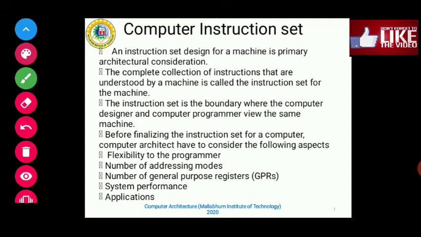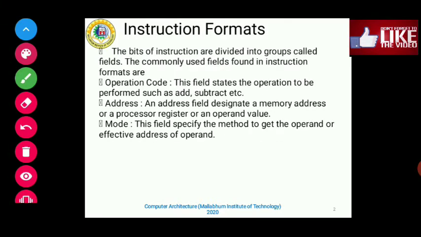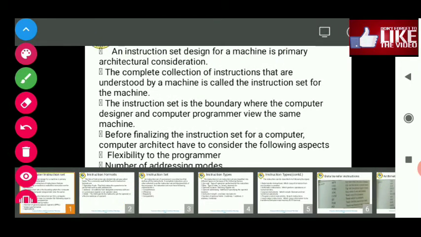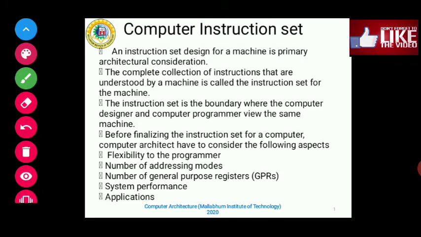Okay, now the complete collection of instructions that are understood by a machine is called the instruction set of that computer. Okay, now the instruction set is also called the ISA, that means instruction set architecture, and it is a part of a computer that pertains to programming, which is more or less the machine language. Then the program instruction set is actually the machine language.